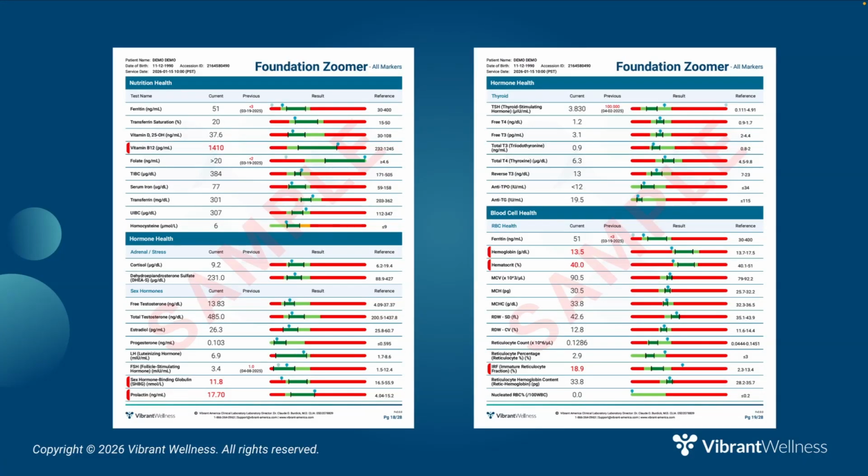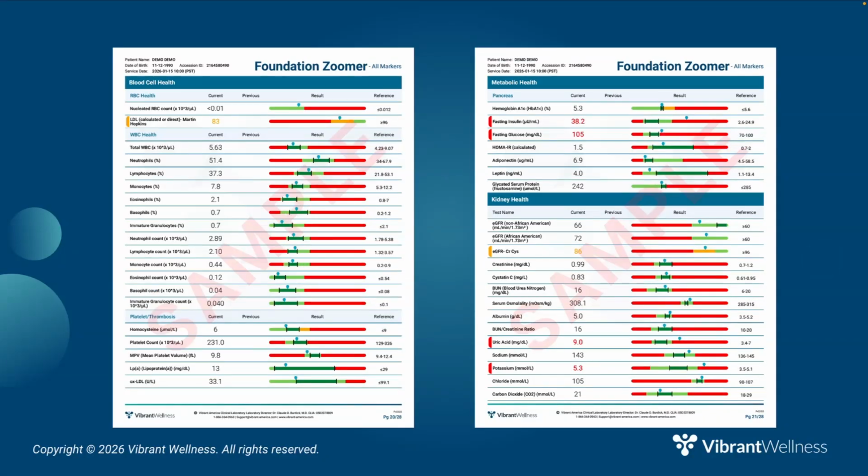The Foundation Zoomer ends with the levels of all markers, including nutrition health markers like vitamin B12, folate, and homocysteine. Hormone health markers like estradiol, progesterone, testosterone, sex hormone binding globulin, and a full thyroid panel, including TSH, T3, T4, reverse T3, along with anti-TPO and anti-TG to investigate autoimmunity. Also, blood cell health markers like hemoglobin and hematocrit. The blood cell health category also includes platelets and white blood cell health markers like lymphocytes, monocytes, eosinophils, and basophils.